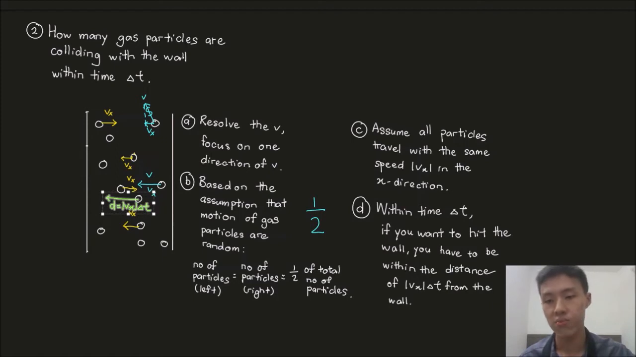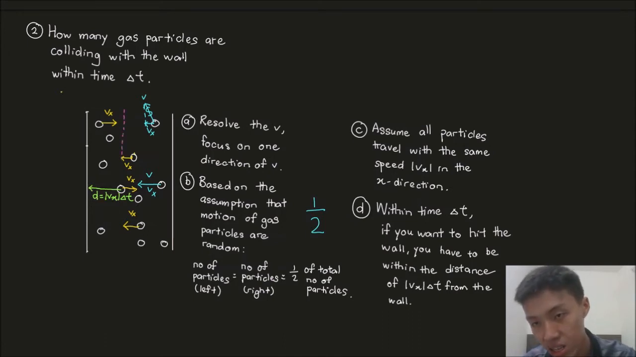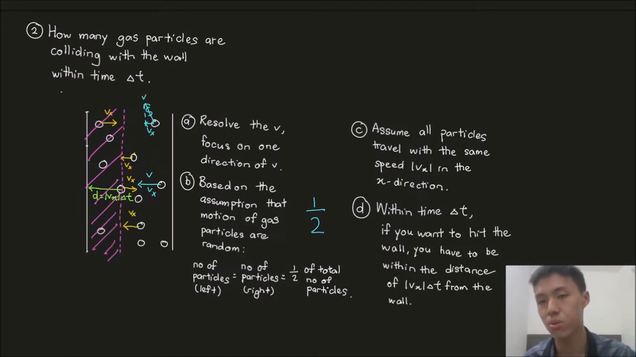So you see here, particles have to be within a certain distance away from the wall, only then are they able to touch the wall. And this distance, I'll use pink. So this is the distance where, if the particles are within this area of the wall, within this distance from the wall, the particles will hit the wall.